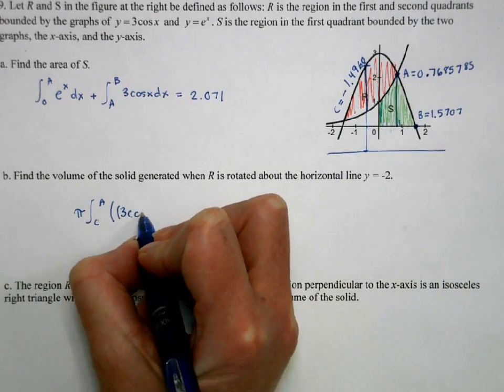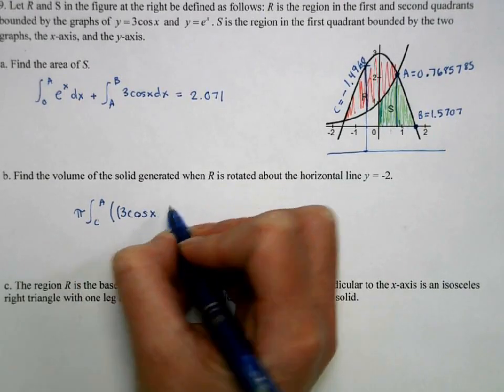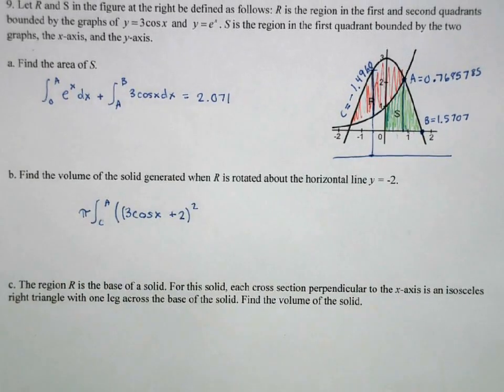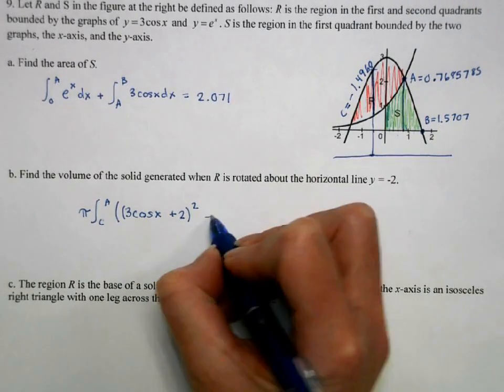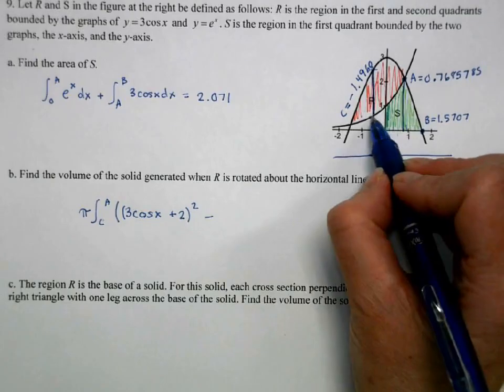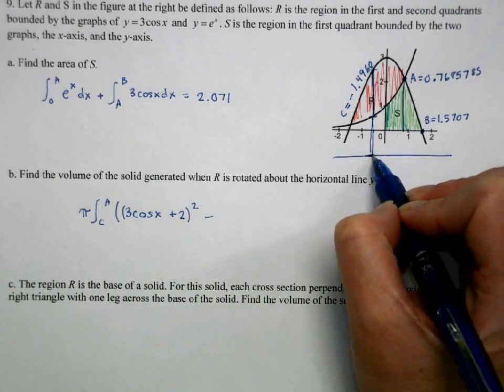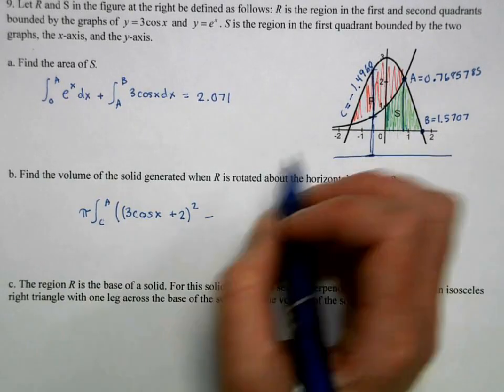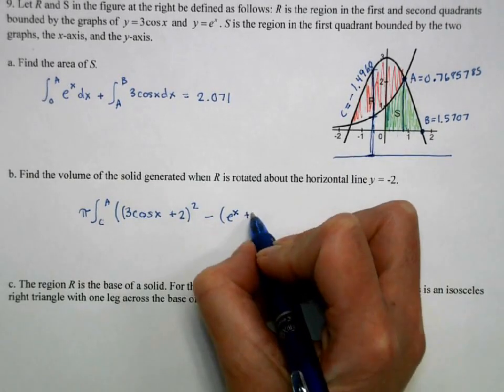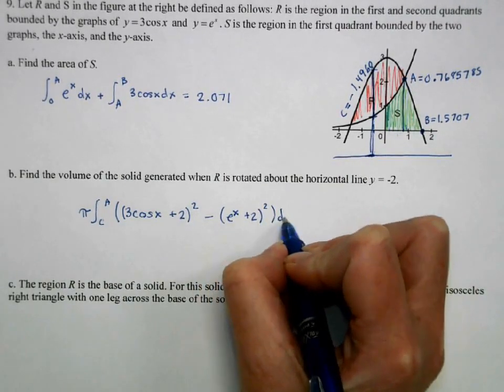Then we're going to subtract our little circle. So we've got pi r. The little radius is the distance from here to here, which is going to be this distance, which is e to the x, plus this distance, which is 2. So that is 72.417.